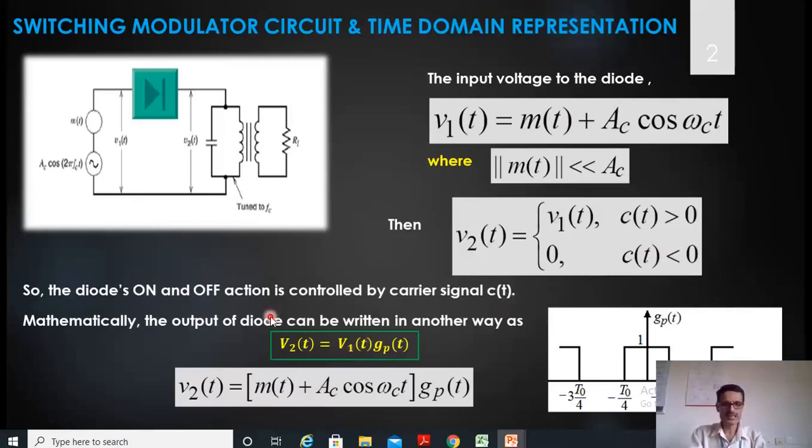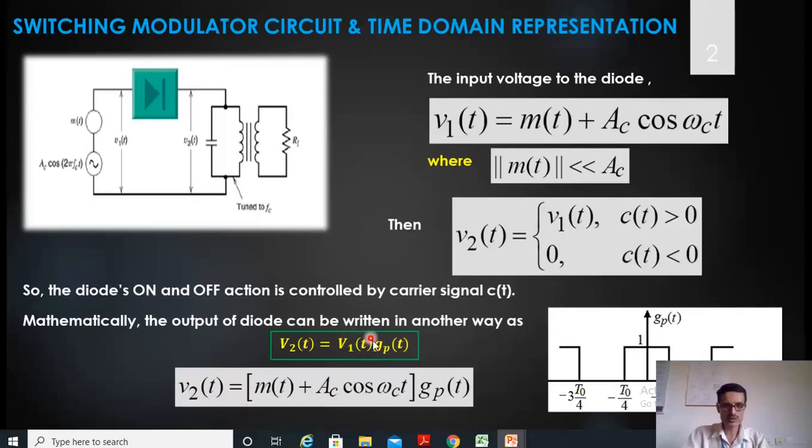So that means I can represent the relation between the output and the input using another method, that is V2 of t is equal to V1 of t multiplied by a series of pulses, that is gp of t. So this equation and the earlier equation are almost the same. Where gp of t is nothing but the series of pulses that I have shown here. And this pulse is on when c of t is greater than 0. The pulse is off when c of t is less than 0. I will show you this in the next slide.